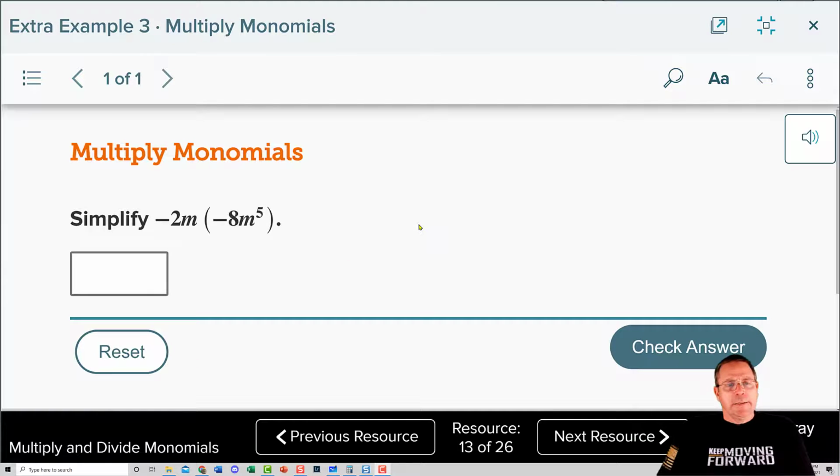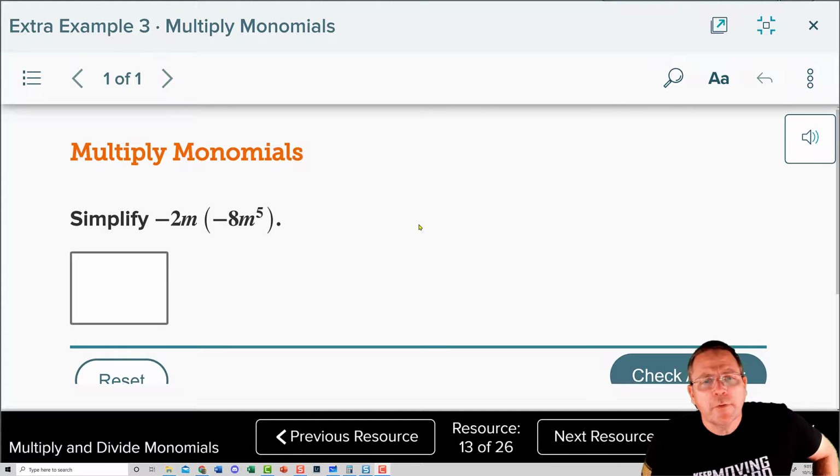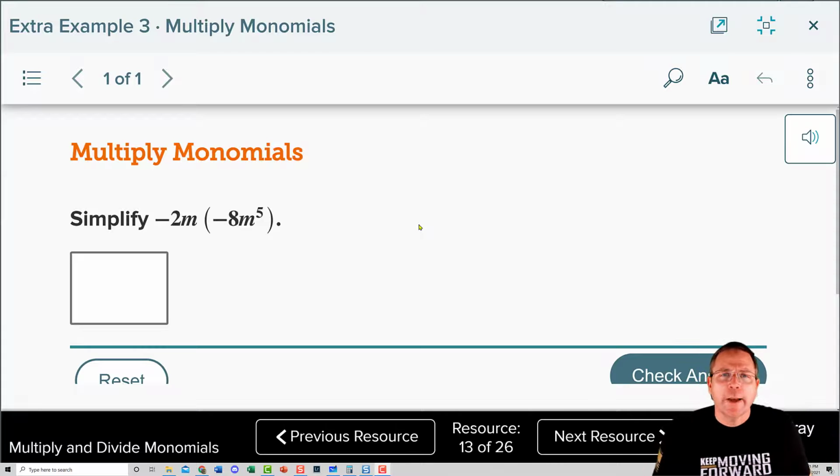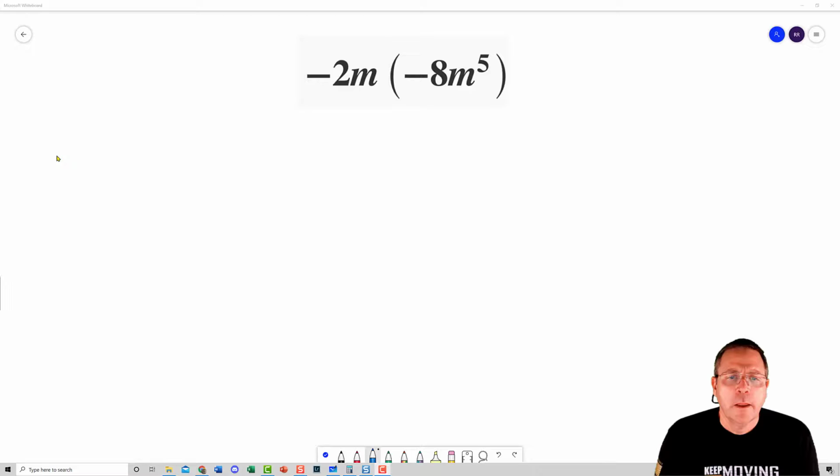And once again, it's going to be your turn. Use your commutative and associative properties on this problem. Pause the video and make sure you are giving me good quality supporting work so I can give you credit for it. Now we're going to work this one just like the textbook did there as the demonstration.